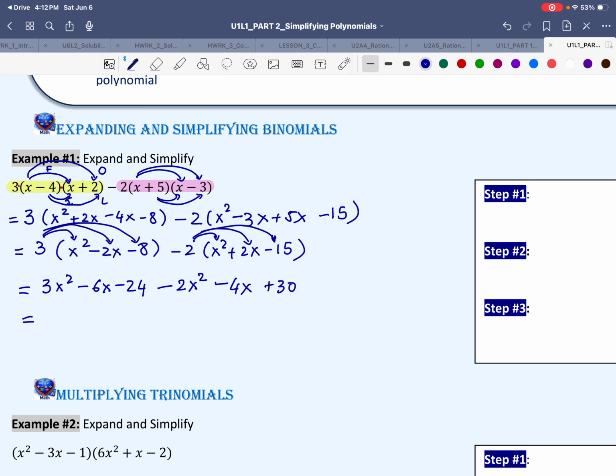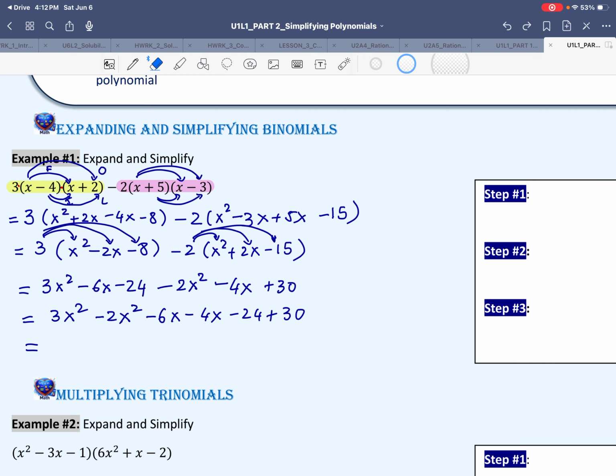So lastly, we will collect like terms: 3x squared, minus 2x squared. These are like terms. And then we have negative 6x and negative 4x, and negative 24 and 30 are alike. And lastly, we will simplify. So negative 3, oopsie. So 3 minus 2, that's 1x squared. And then minus 10x and then plus 6, and that's a final answer.